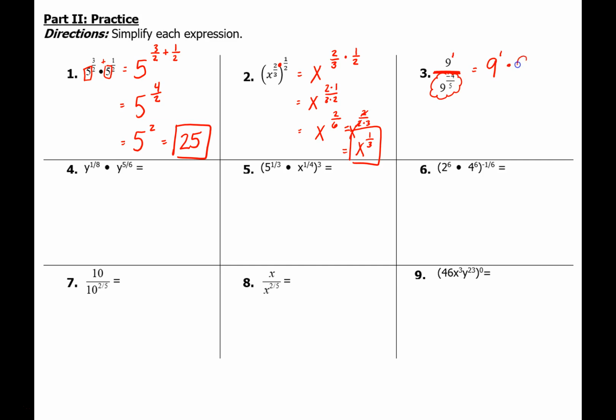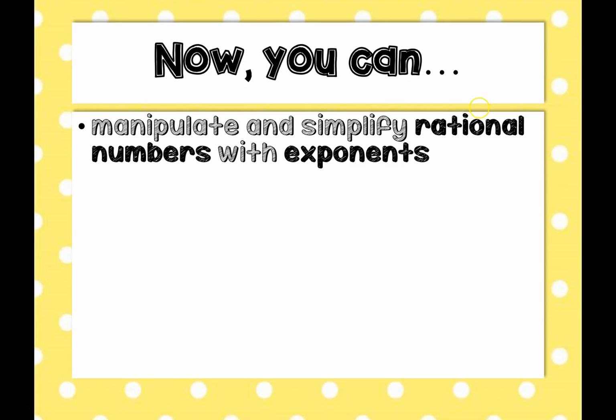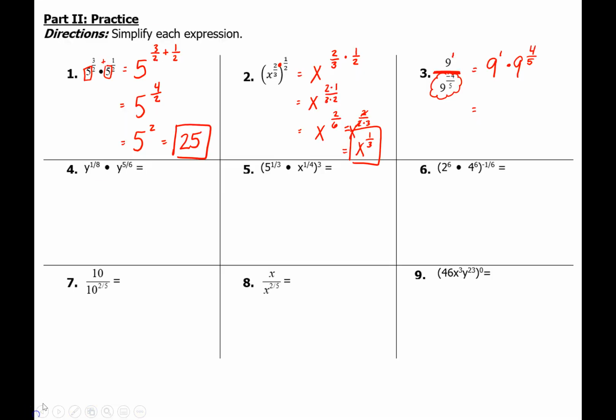So I'm going to move it up top, and the only thing that's different is that 4/5 is now a positive 4/5. There's nothing else in the denominator, so this is technically all just over 1 now. I'm not going to write that because who wants more fractions than you need? Okay, so I have two bases being multiplied, which means I am going to add the exponents. That's 9 to the 1 over 1 plus 4 over 5.